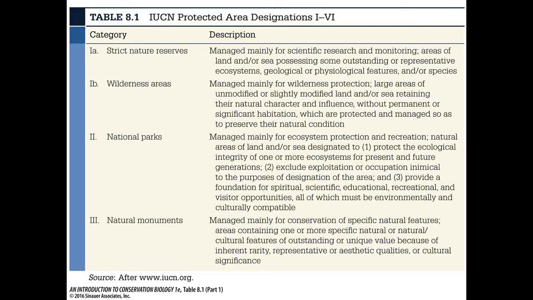So we have strict nature reserves, which are managed mainly for scientific research and monitoring. We have wilderness areas, which are really large areas of unmodified land or ocean. National parks, which is probably what most people are familiar with. They're managed mainly for ecosystem protection and recreation. National monuments are conservation of specific natural features.